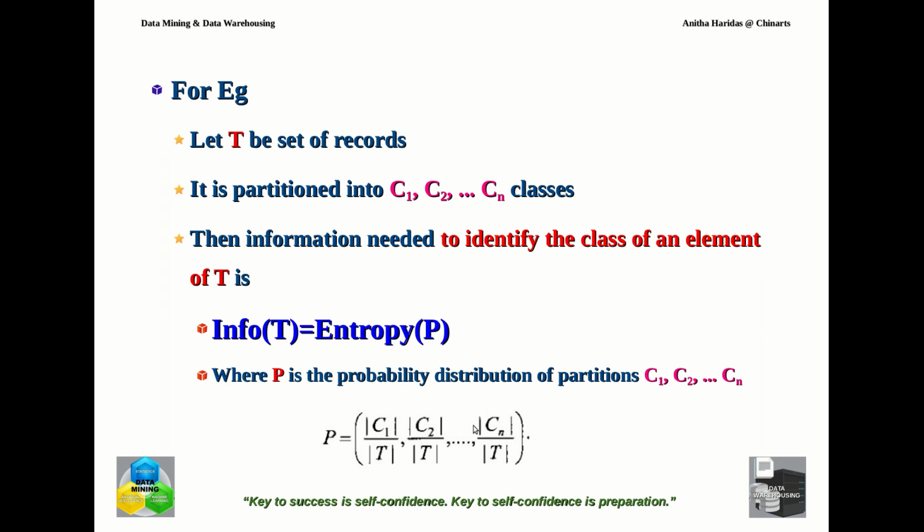As per Arun Pujari, the information of a particular set of records is nothing but the entropy of the probability distribution of the different classes of those records. So if you have a training set like this, which has this many classes, then the information needed to identify the class of a particular element in T. So T is a set of records.